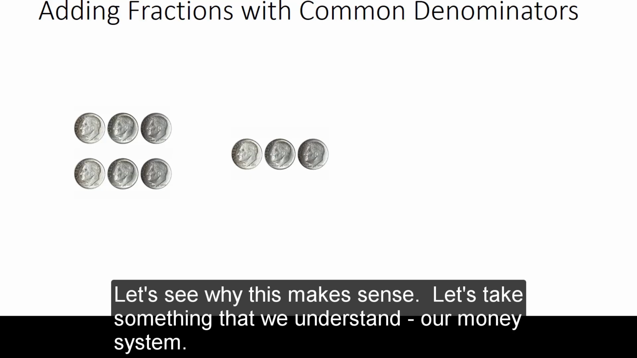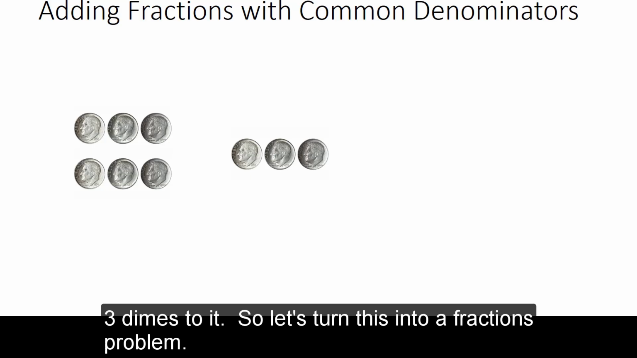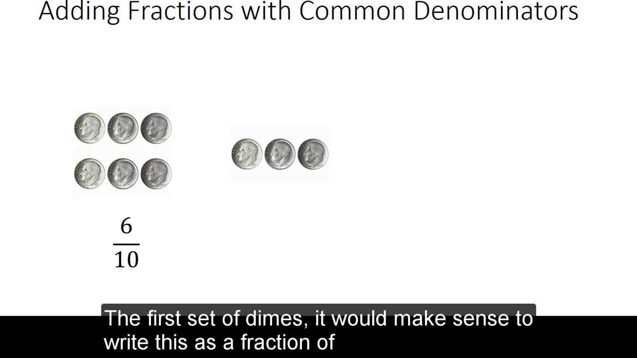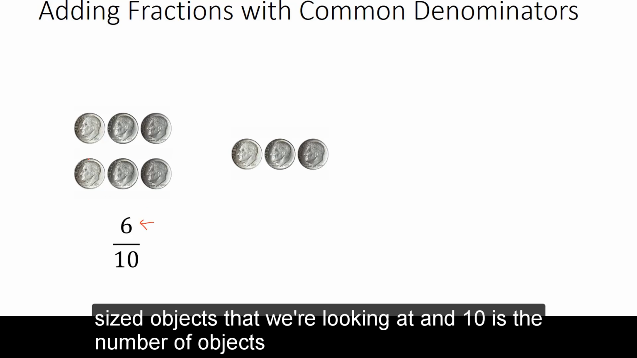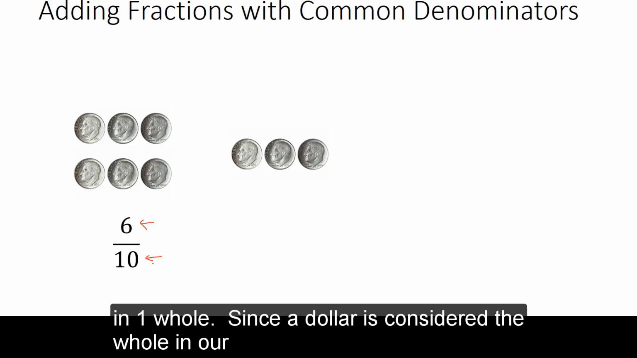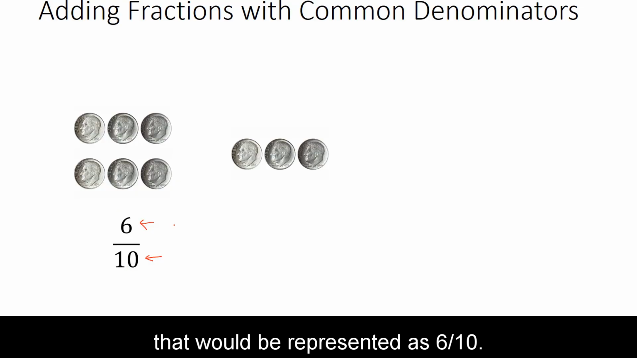Let's take something that we would understand, our money system, and let's say we have 6 dimes and we want to add 3 dimes to it. So let's turn this into a fractions problem. The first set of dimes, it would make sense to write this as a fraction of 6 over 10. The numerator, as you recall, is the number of equally sized objects that we're looking at, and 10 is the number of objects in one whole. Since a dollar is considered the whole in our money system, then there's 10 dimes in $1. So this as a fraction would be represented as 6 tenths.